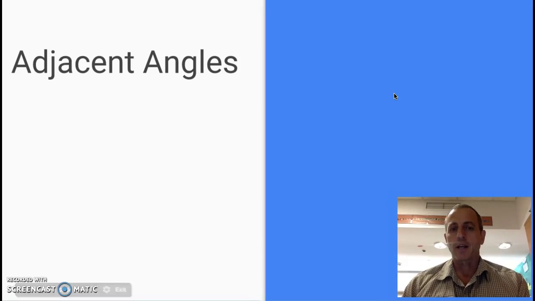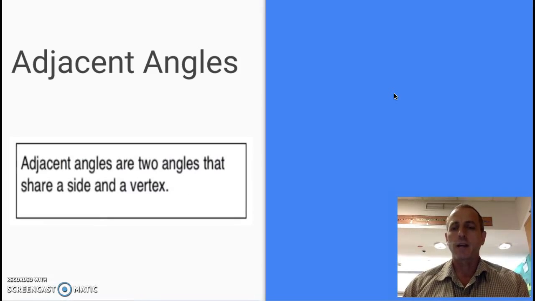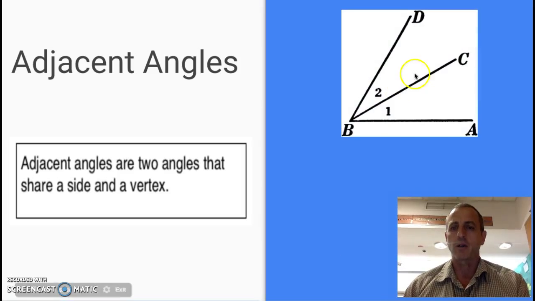What are adjacent angles? Adjacent angles are two angles that share a side and a vertex. So here we go. DBC is adjacent to CBA because they both share this side right here.